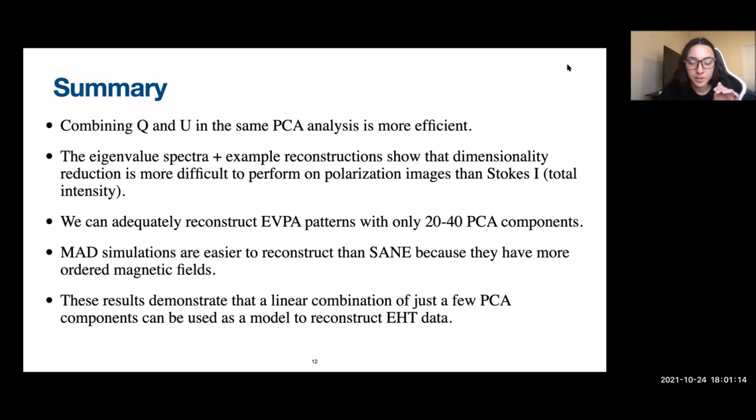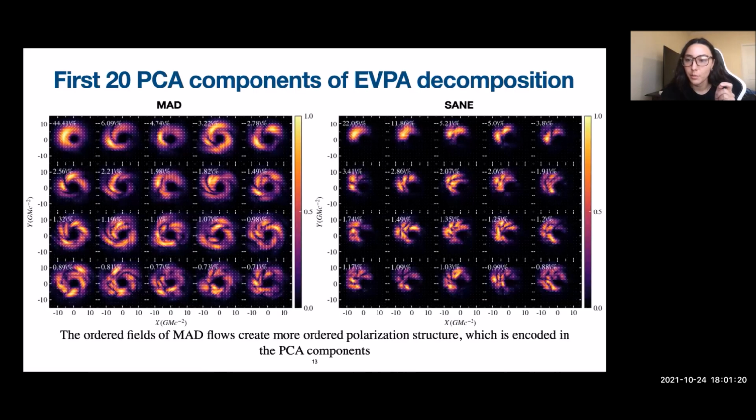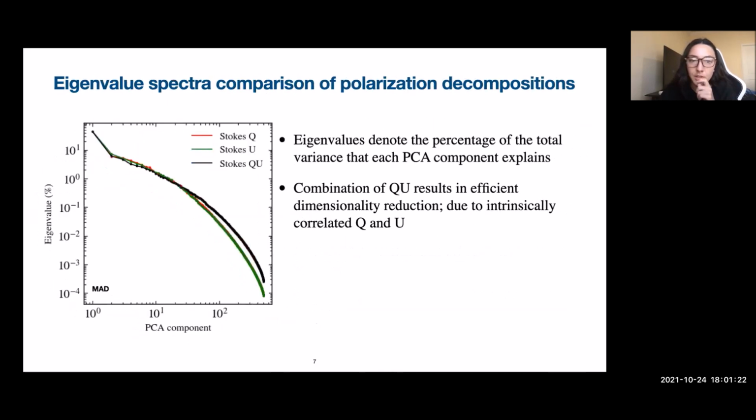I had a question about the first eigenvalue versus PCA component plot that you showed when you were trying to pick out whether or not to combine Q and U. Here? Yeah, this one. Yeah. So okay. I guess I'm confused on why the combination is better, like based on this plot, why the combination of both is better than using them individually.